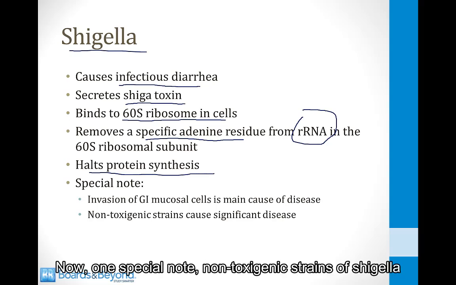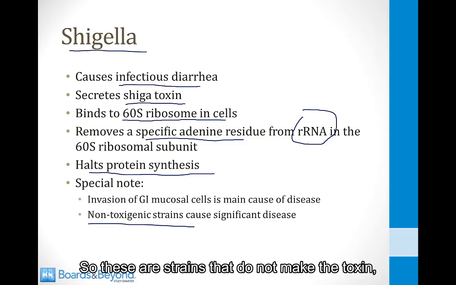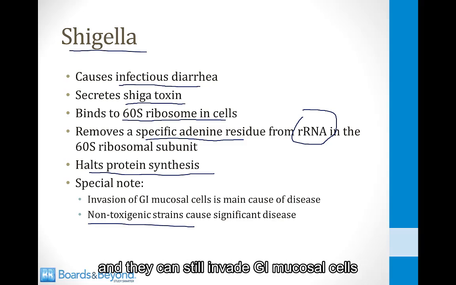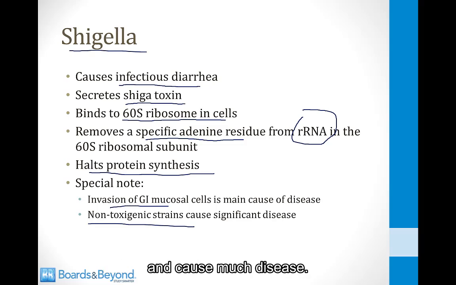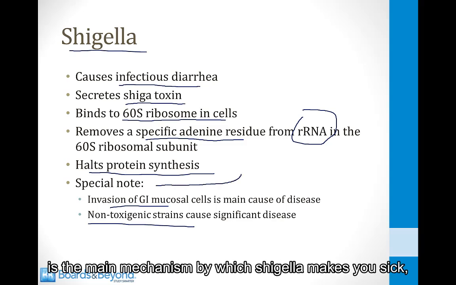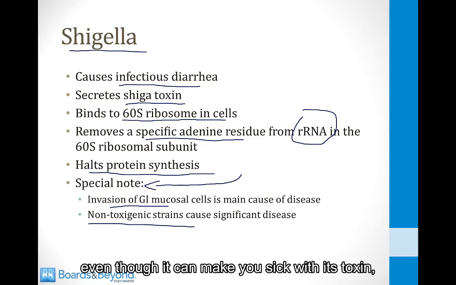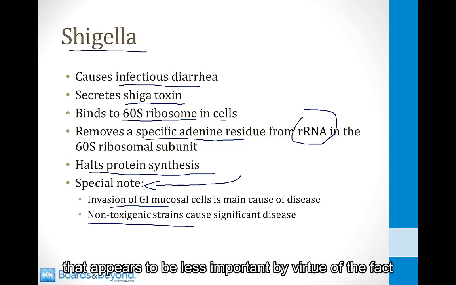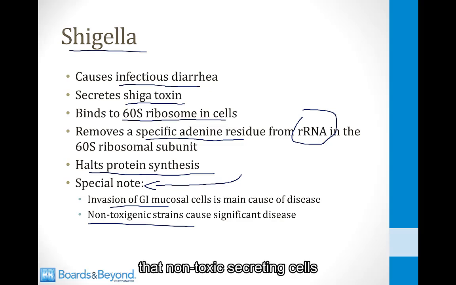Now, one special note, non-toxigenic strains of Shigella have been identified, so these are strains that do not make the toxin, and they can still invade GI mucosal cells and cause much disease. So it's believed that invasion of the mucosal cells is the main mechanism by which Shigella makes you sick. Even though it can make you sick with its toxin, that appears to be less important by virtue of the fact that non-toxin-secreting cells can still cause significant disease.